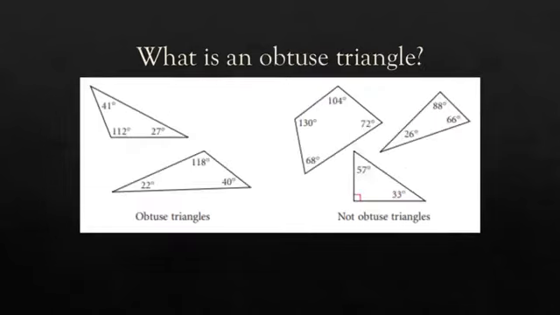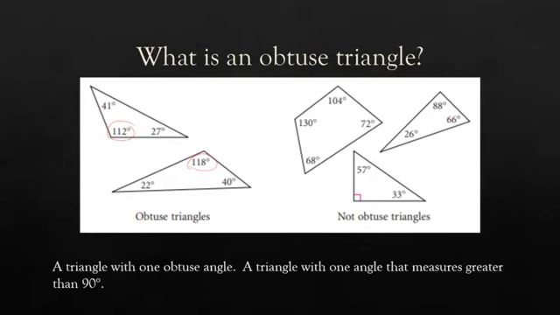What is an obtuse triangle? We have two obtuse triangles right here. We have obtuse angles here, but not a triangle. We have a triangle that doesn't have any obtuse angles and another triangle with no obtuse angles. An obtuse triangle has one obtuse angle. So a triangle with one obtuse angle, you could also call it a triangle with one angle that measures greater than 90 degrees. But remember, we've already defined an obtuse angle, so we could just use that instead of saying an angle that measures greater than 90.